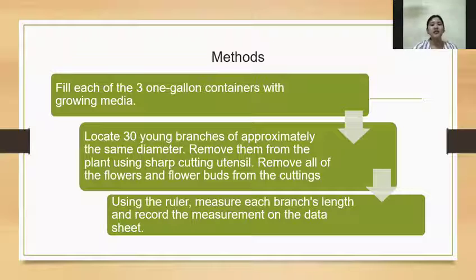So for the methods, these are the basic methods for cutting, where we again divided into three categories, three parts, which are for softwood, semi-hardwood, and hardwood. So we remove them from the parent plant using sharp cutting utensils, and then we remove all the flowers and flower buds from the cuttings. And using a ruler, we measure each branch length and record the measurement on the data sheet.